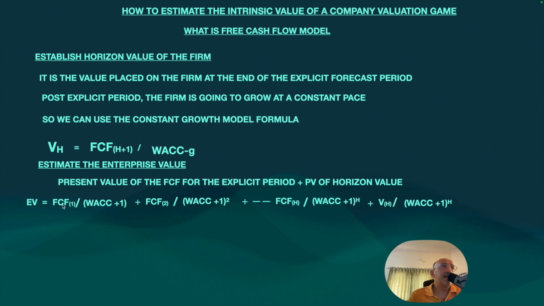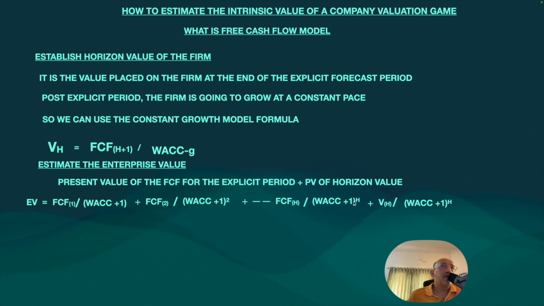What is the formula? FCF1 divided by (WACC plus 1), the same formula: D1 divided by 1 plus R, D2 divided by (1 plus R) to the whole square. Here instead of R we are saying weighted average cost of capital. That's all. I hope you understood what I am saying. Till the H horizon period.